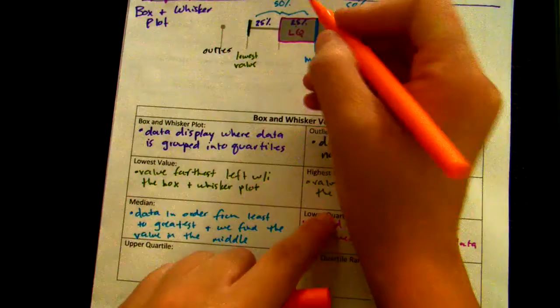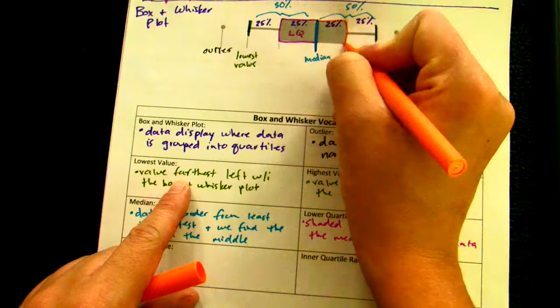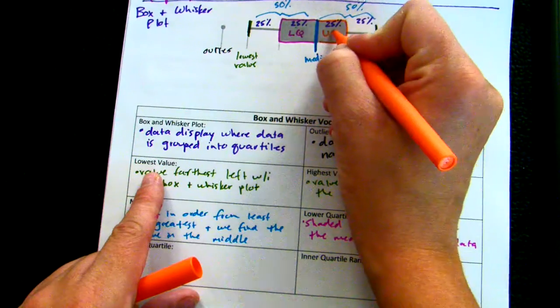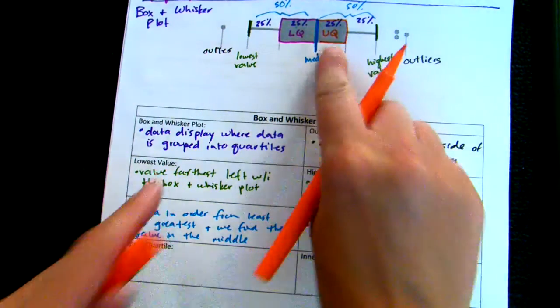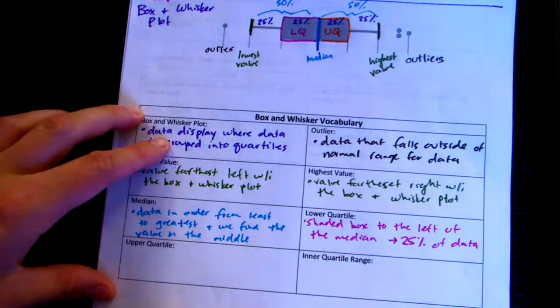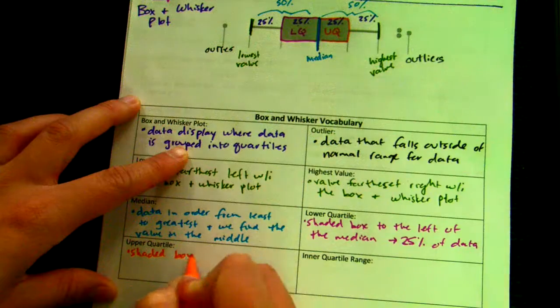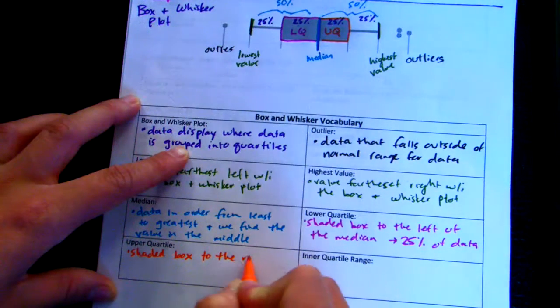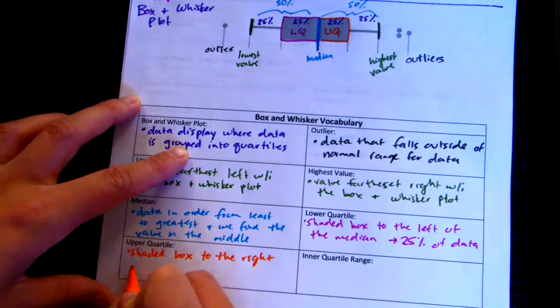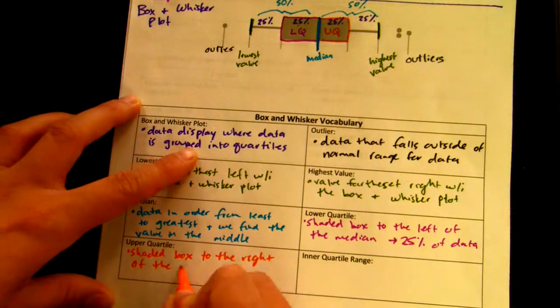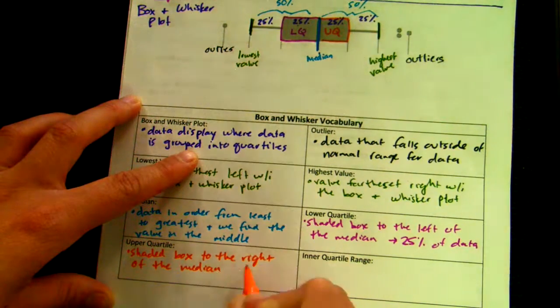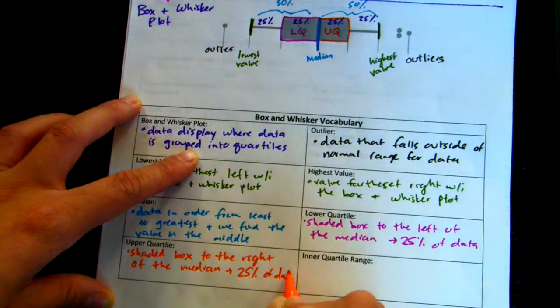So if our lower quartile is to the left of the median, it makes sense that our upper quartile is to the right of the median. It is the shaded box to the right of the median, and it contains 25% of the data.